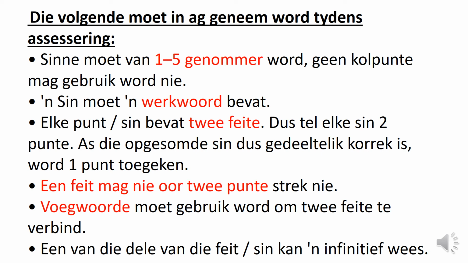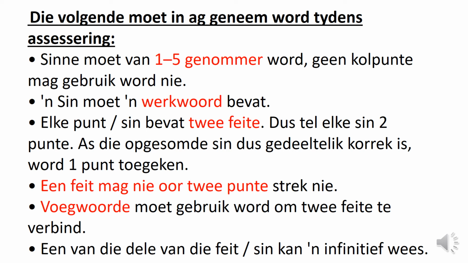Okay. So it says, sinne moet van 1 tot 5 genommer word. Geen kolpunte mag gebruik word nie. So, you're not allowed to use bullets because as I said to you, it's set there in the instructions, number 1 to 5. If you haven't done this, they're going to deduct a mark. Okay. 'n sin moet 'n werkwoord bevat. Okay. So, they've given a mark for beginning with that verb.